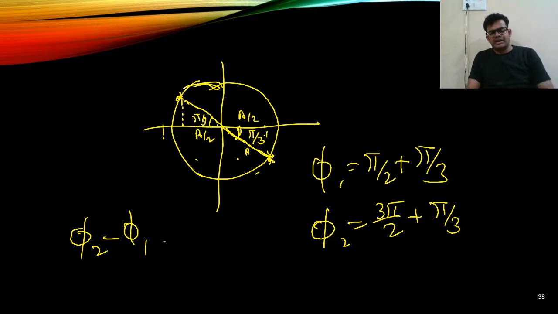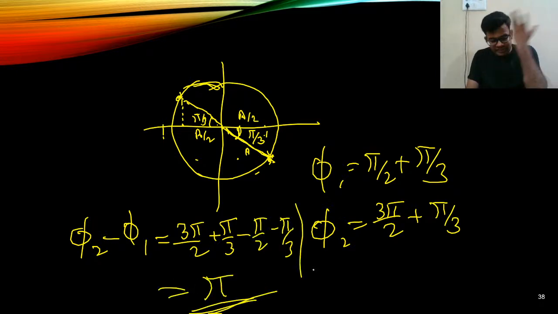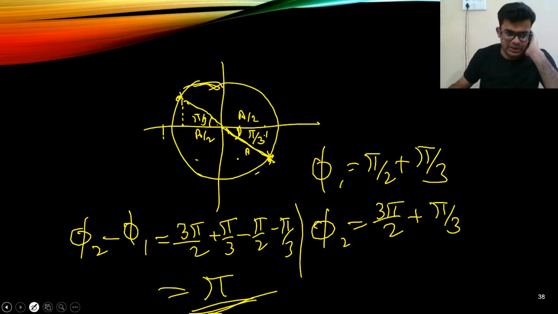There I made a small mistake, that's why there was a calculation error, so we did not get the correct answer. 3 pi by 2 minus pi plus pi by 3 minus pi by 2 minus pi by 3. What final answer are you getting? You are getting pi as the final answer. The phase difference between both the particles is pi. That's all. Simple.